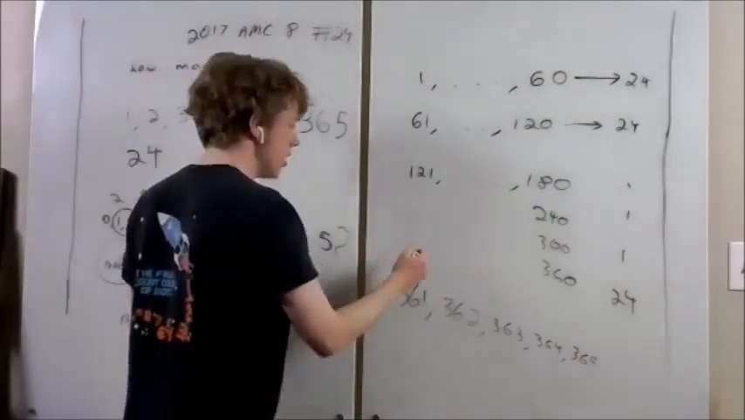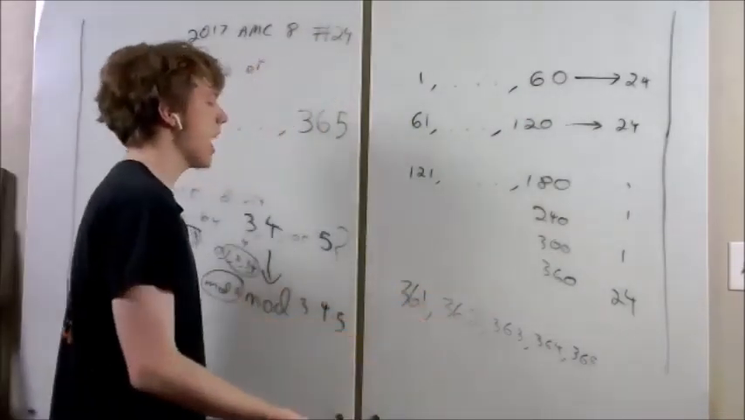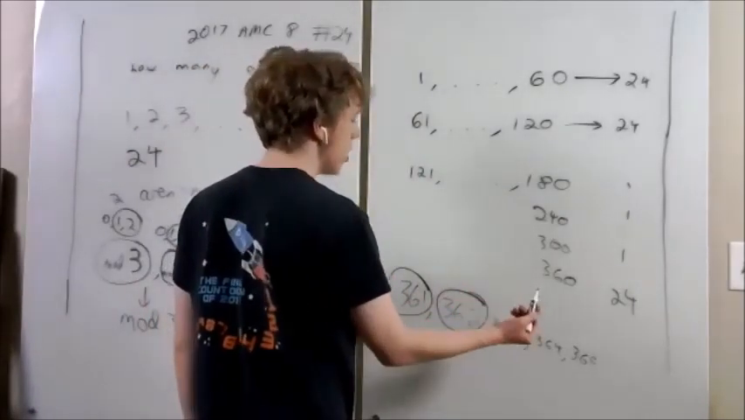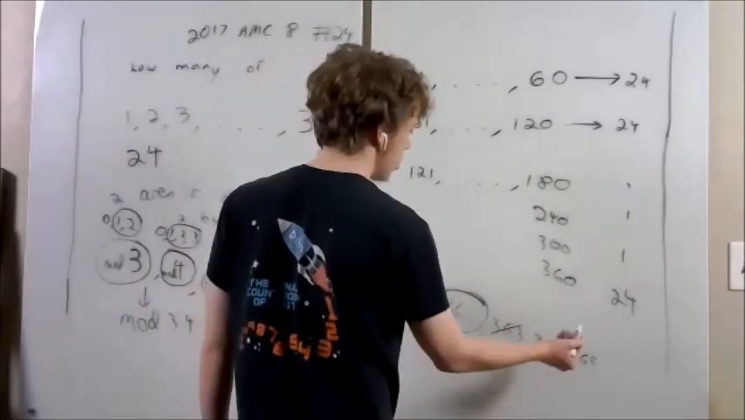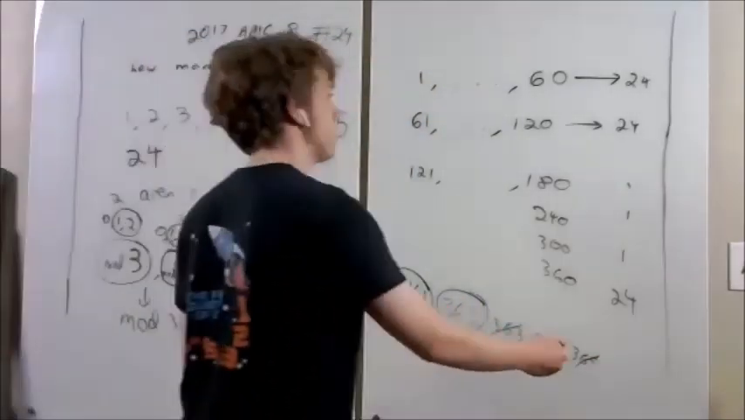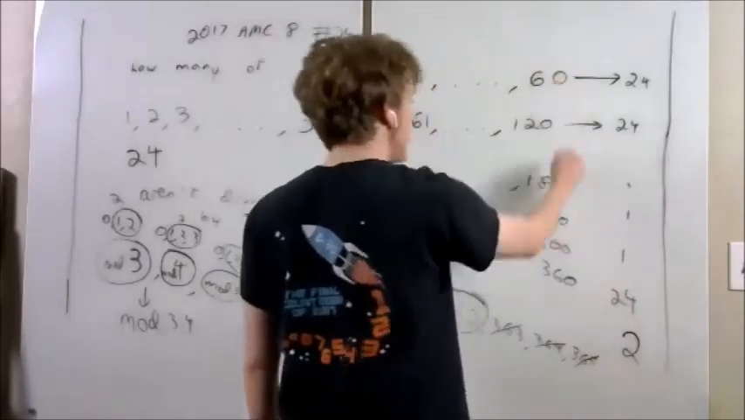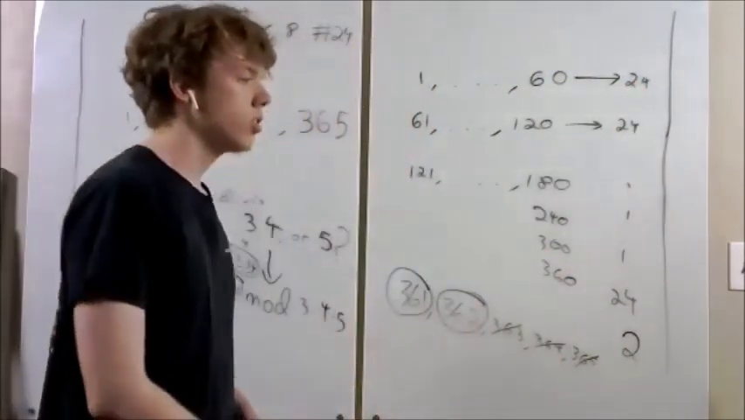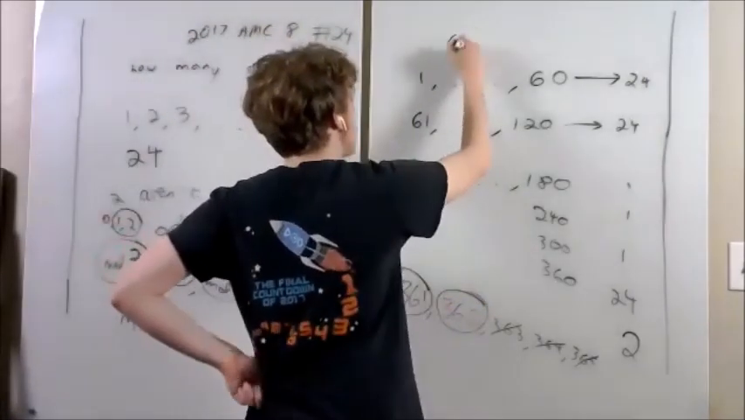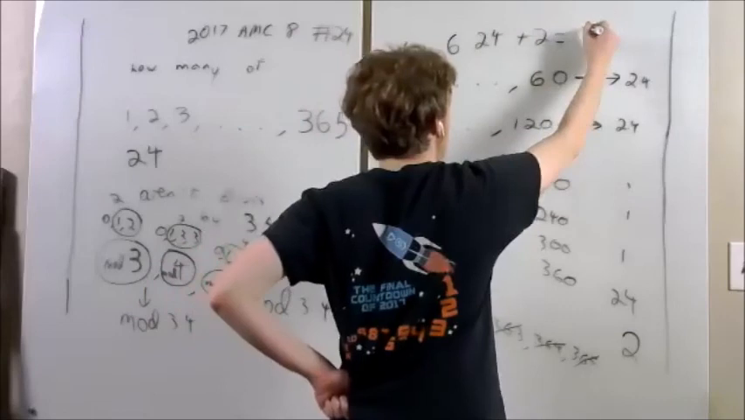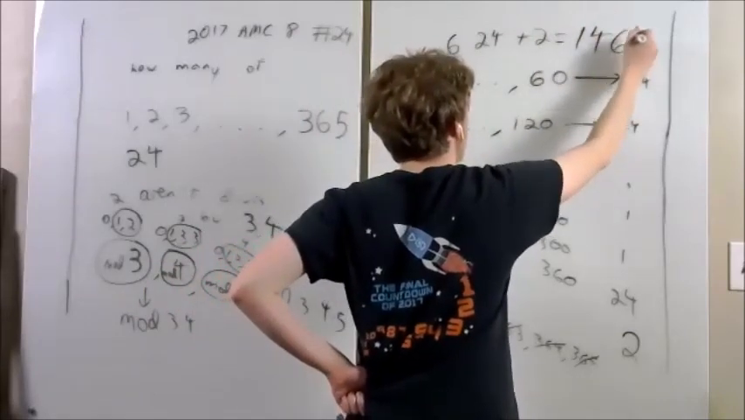Well, at this point you just count. 361 isn't divisible by 3, 4, or 5. 362 isn't, but 363 is divisible by 3. 364 is divisible by 4. 365 is divisible by 5. So that's 2 more. So there are 6 of these intervals with 24 numbers like what we want in each, and then 2 more. So 6 times 24 plus 2. 144 plus 2 is 146, which is the final answer.